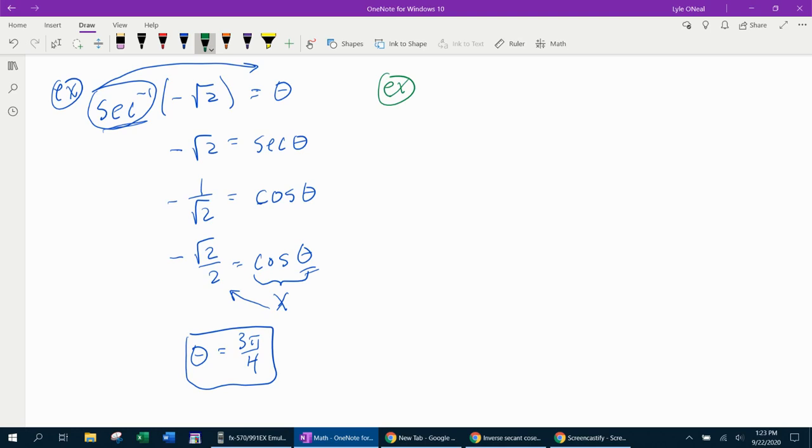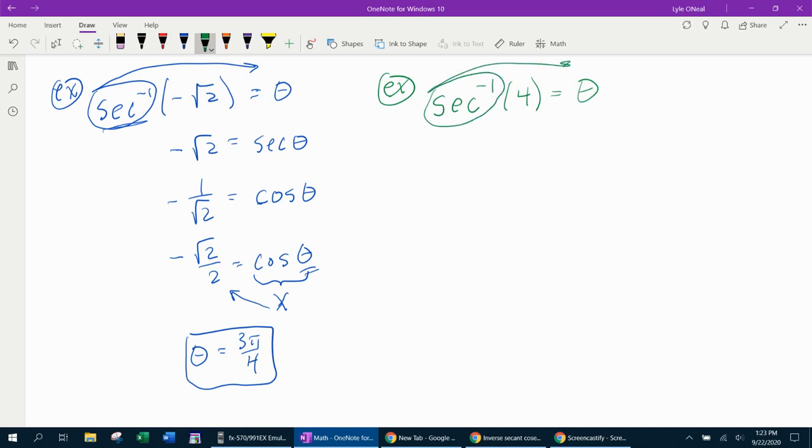Okay, let's say that we have inverse secant of 4. Okay, now this time it says use a calculator to find the approximate value rounded to 2 decimal places. So this time we're going to be able to use a calculator, mainly because this value is not going to be in the unit circle. So to start with, this is equal to some angle theta.